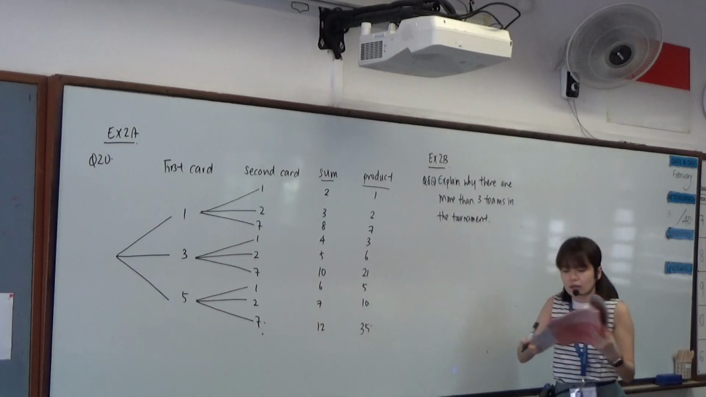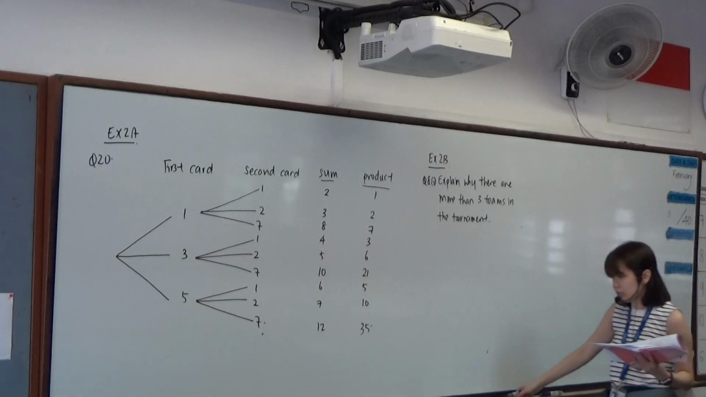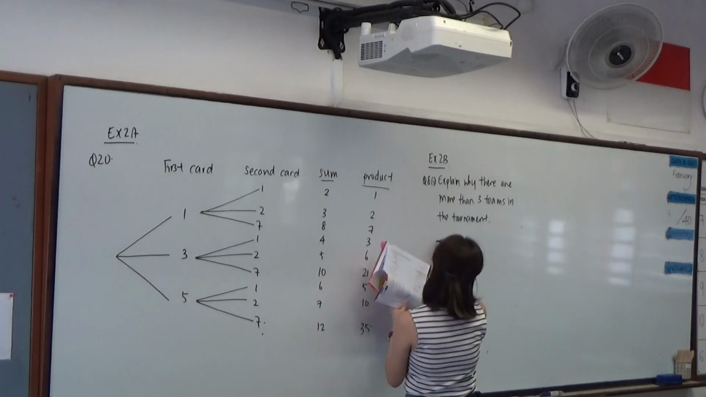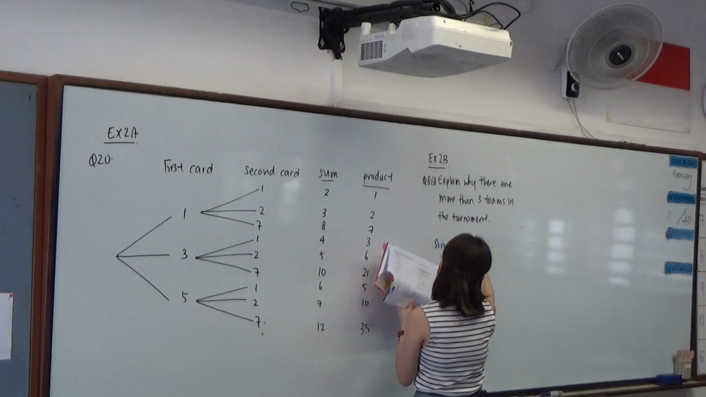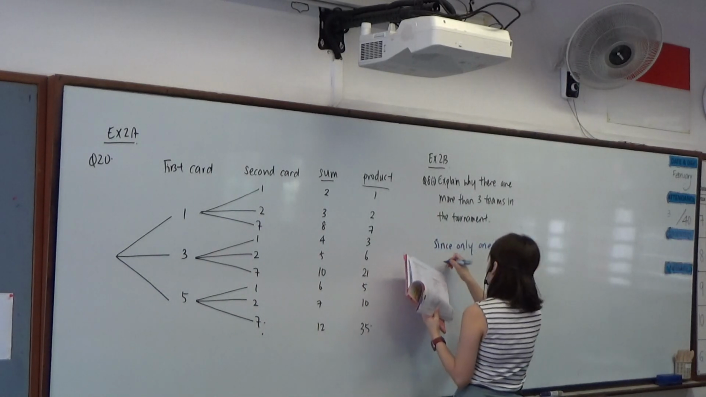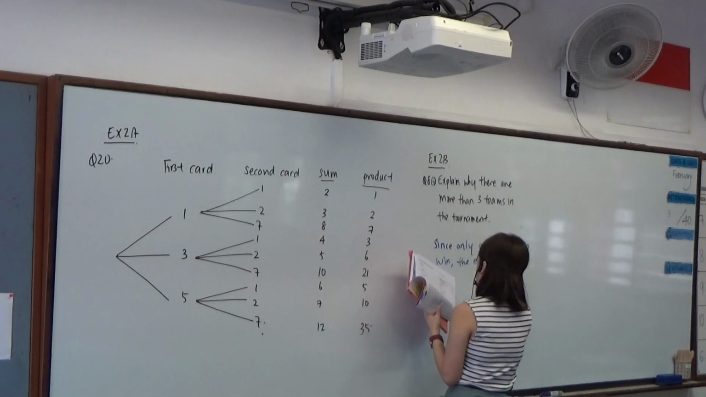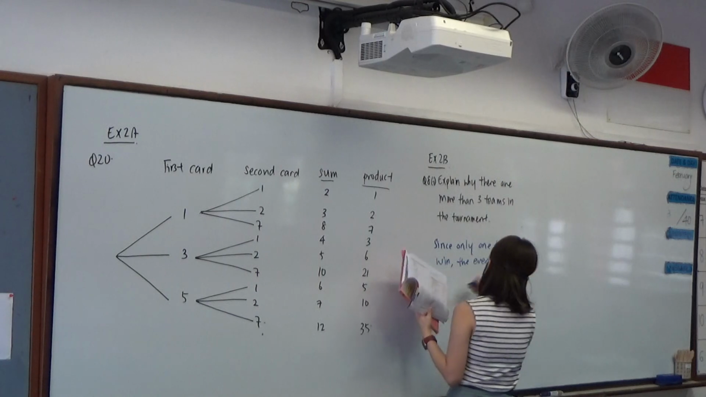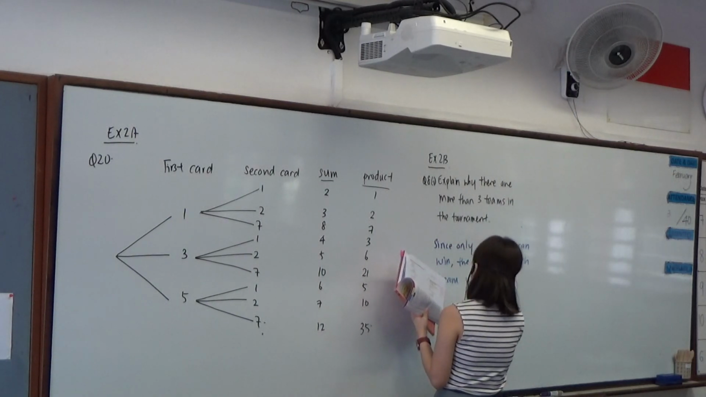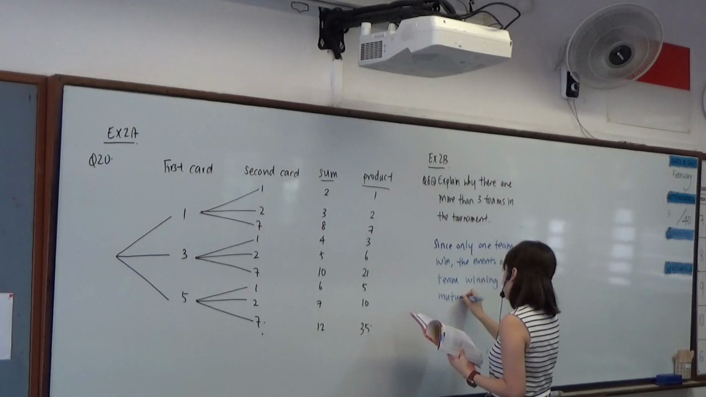You need to really explain the situation, explain the context. There's a lack of explanation in most of your answers. You need to say that since only one team can win, the events of winning, or the events of each team winning, are mutually exclusive. It's important to actually state this.